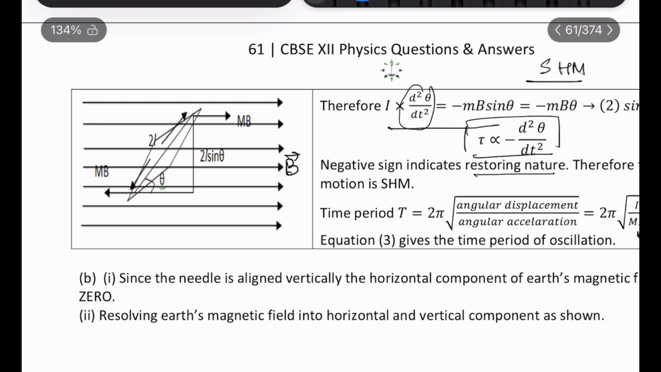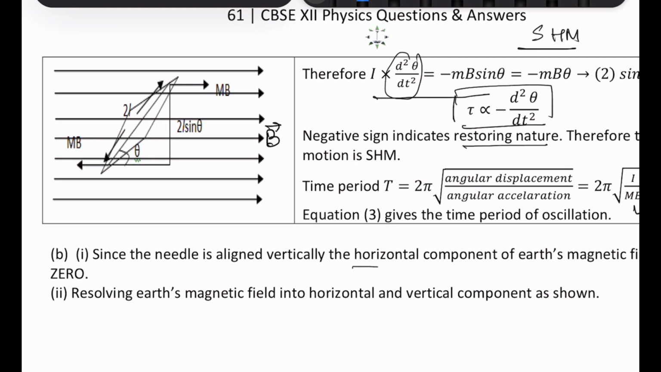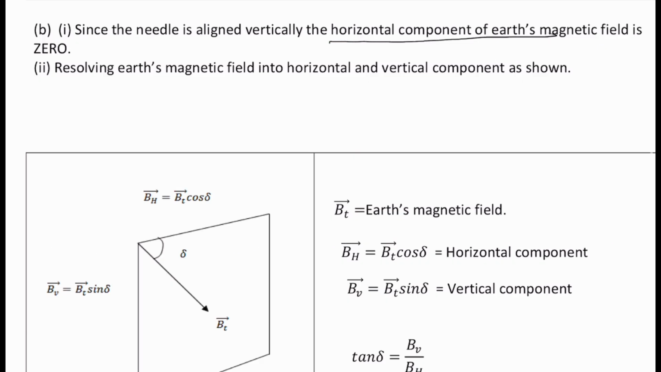Now the second question. The second question asks about the needle aligned vertically in the horizontal component of Earth's magnetic field, okay? Now we know that Earth is a magnet, correct? Now Earth is a magnet.